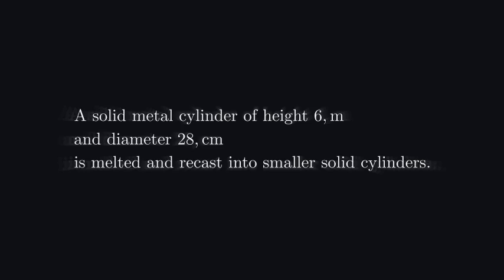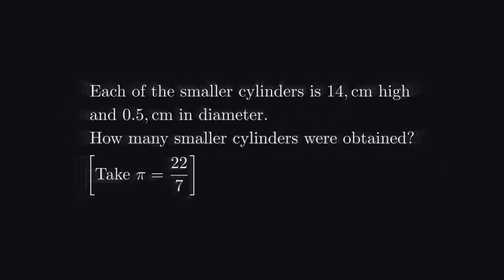The question says that a solid metal cylinder has height 6 m and diameter 28 cm. It is melted and recast into smaller solid cylinders. Each smaller cylinder is 14 cm high and 0.5 cm in diameter. We are asked to find how many smaller cylinders were obtained. We are also told to take pi equals 22/7.